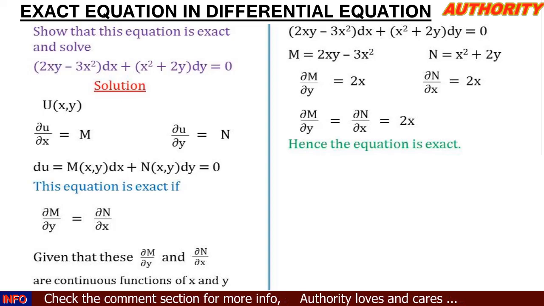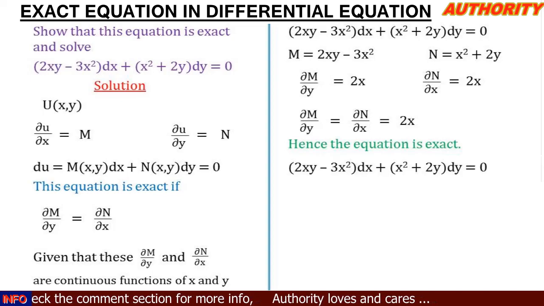So now, we have shown that this equation is exact. What is the next thing for us to do? The next thing for us to do is to solve. We are going to solve this. Now let's go. We have 2xy minus 3x squared in bracket dx plus x squared plus 2y in bracket dy equal to 0, right? Good. Now, how can we solve this?